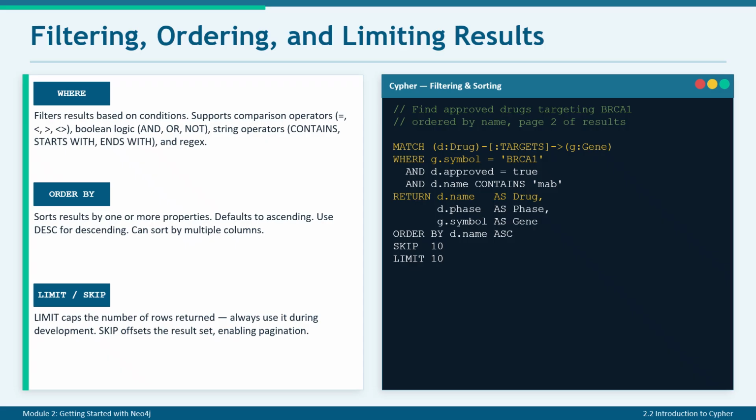Limit caps the number of rows returned. Always use limit during development. Without it, a query on a large graph will try to return millions of rows. Skip lets you offset the result set, which enables simple pagination. Skip 10, limit 10 gives you rows 11 through 20.